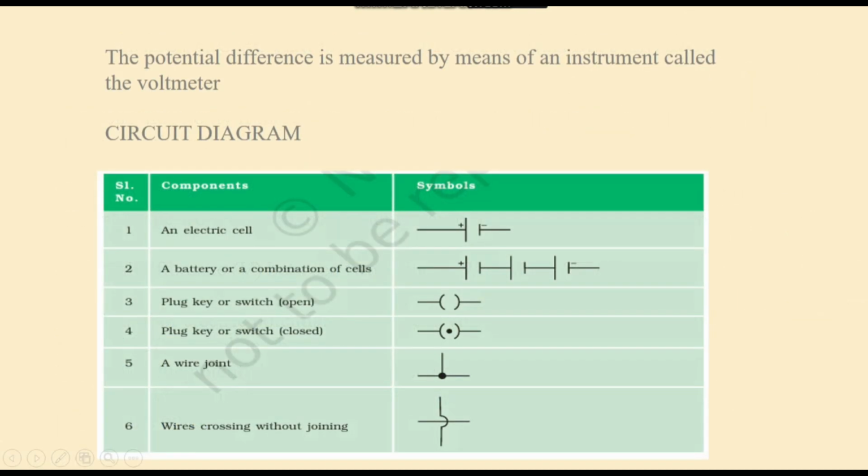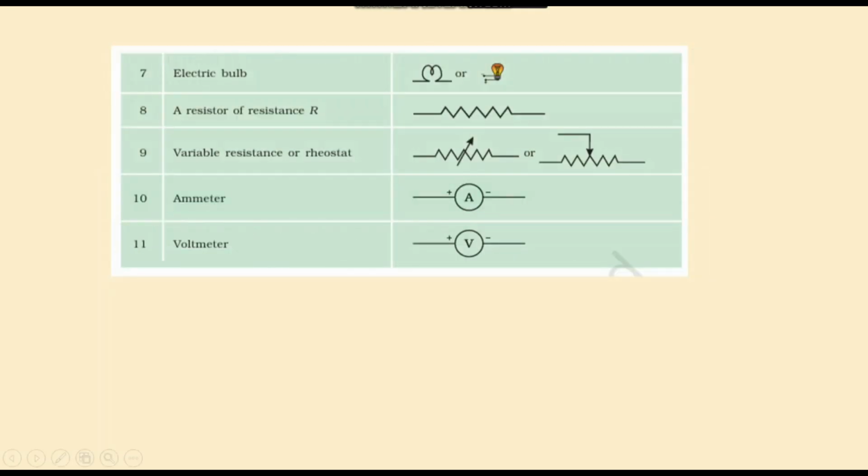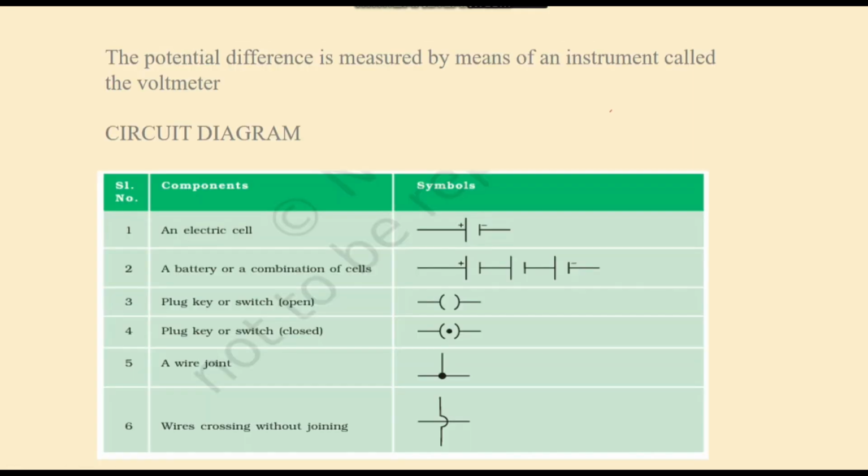The other is the circuit diagram. The potential difference is measured by using an instrument called a voltmeter. The circuit diagram is open and closed. It's open-ended. This is an open-ended circuit. This is a closed-ended circuit.